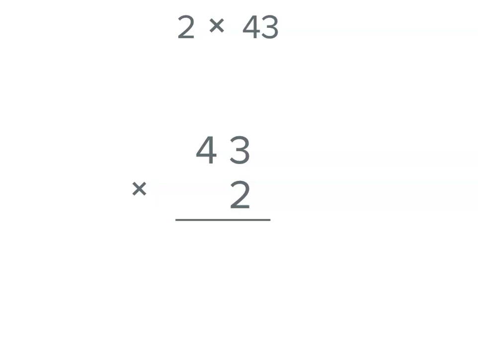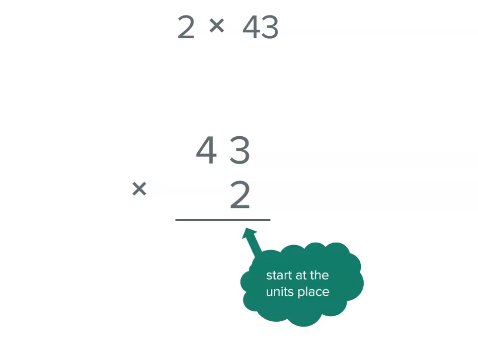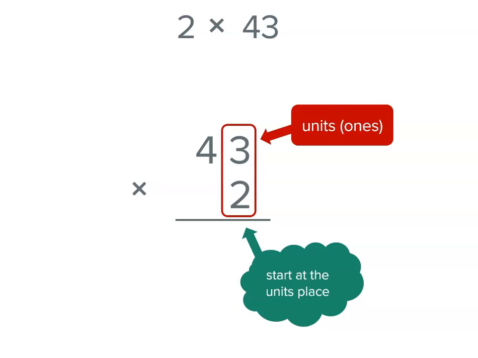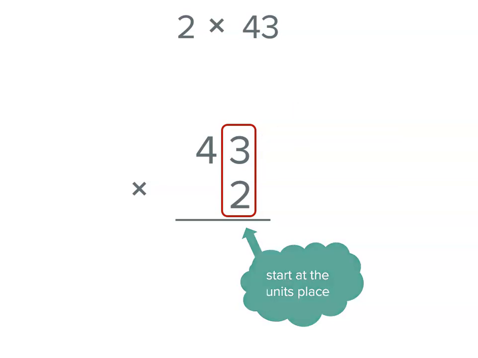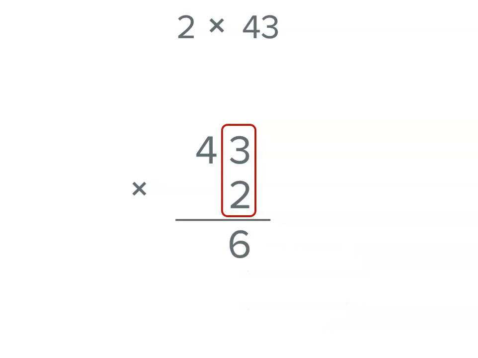We always start from the far right, and in this case, it's the units place. We multiply everything on the top line by everything on the bottom line. In this case, we start first with 2 and we multiply it by the number straight above it, which is 3. Now that's 3 units, and we're multiplying it by 2, so we get 6 in the units place.